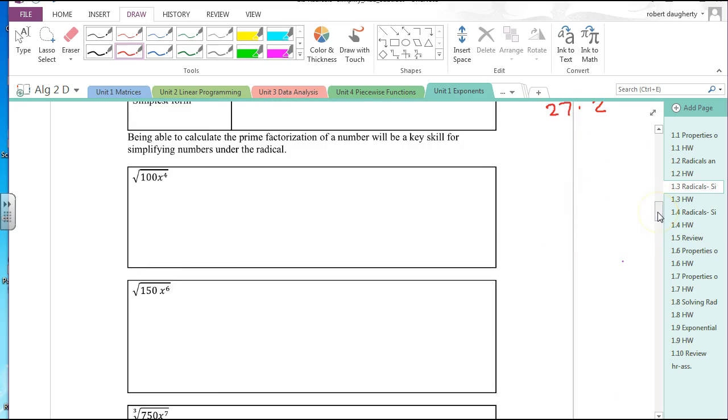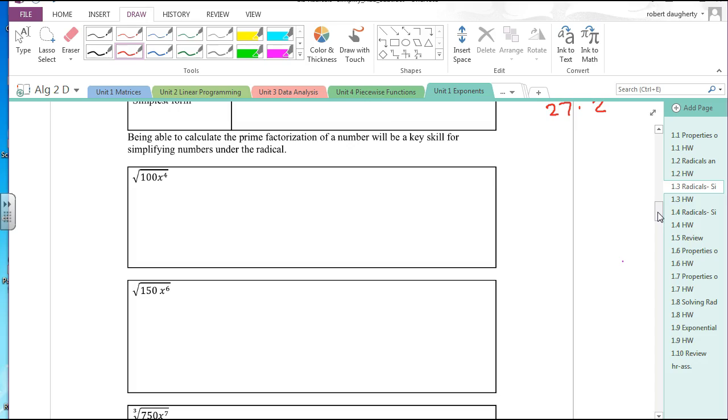So look at the next one. What kind of root am I taking? Square root. So my goal is under the square root sign to have perfect squares. Okay, is 100 a perfect square? Yeah, it's 10 times 10. Okay, is x to the fourth a perfect square? Is there something I can multiply by itself and get x to the fourth? What is it? X squared, okay?